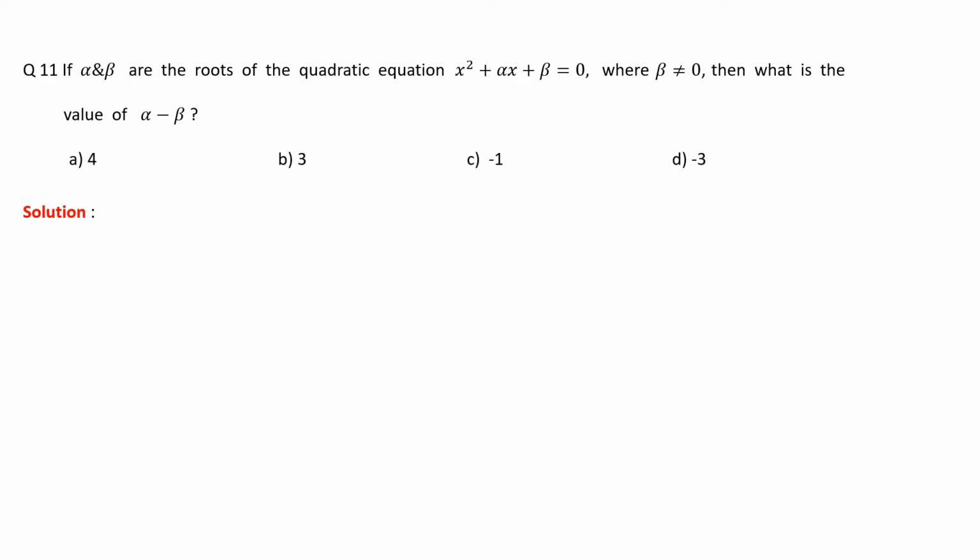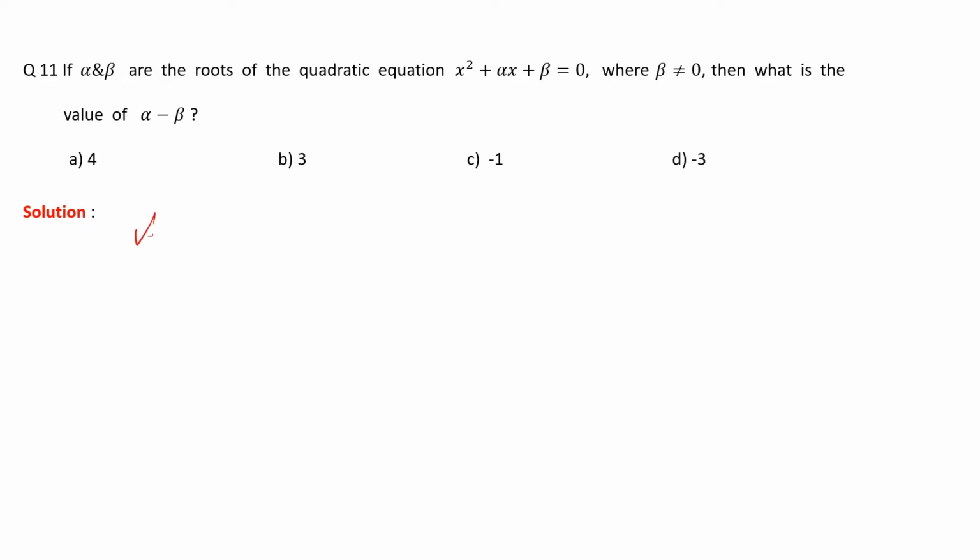Now students, this question says if alpha and beta are the roots of the quadratic equation x squared plus alpha x plus beta equal to 0, where beta is not equal to 0, then what is the value of alpha minus beta? Now we know that the sum of roots is given by minus the coefficient of x divided by the coefficient of x squared in the quadratic equation.